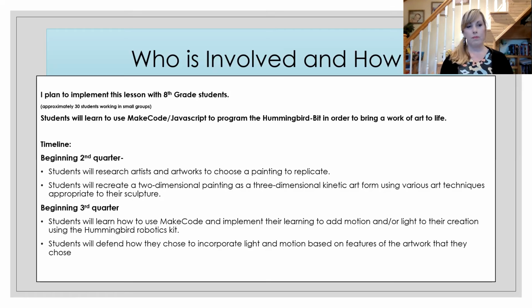The timeline for the project, we will begin this project the next quarter, which starts next week. Students will research artists and artwork to choose a painting to replicate. And students will recreate a 2-dimensional painting as a 3-dimensional kinetic art form using various art techniques appropriate to their sculpture. Beginning in the 3rd quarter, students will learn how to use the MakeCode and implement their learning to add motion and light to their creations using the Hummingbird Robotics Kit. Students will defend how they chose to incorporate light and motion based on the features of their artwork that they chose.